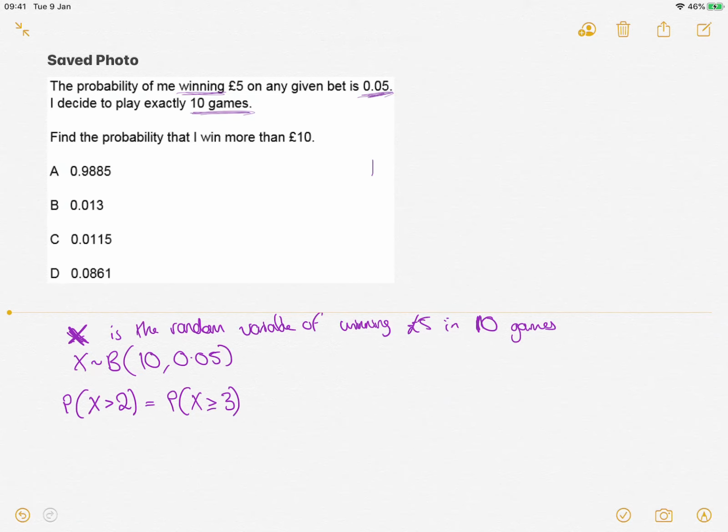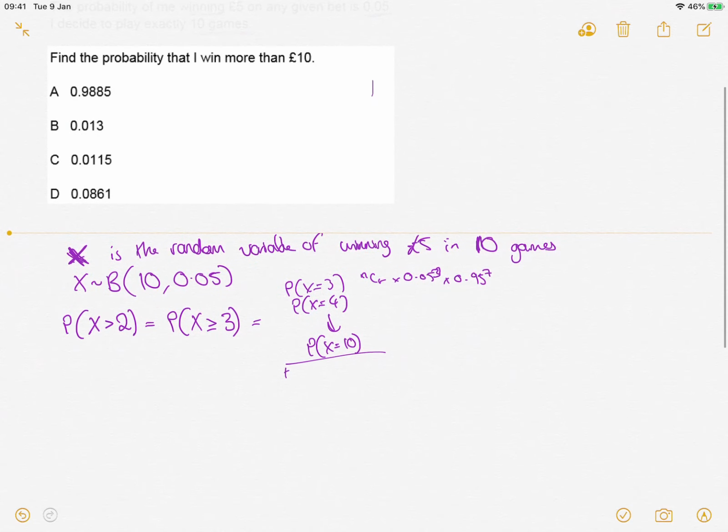So what do I do to get that in my calculator? Well, I could go through all the probabilities of finding out equals to 3, equals to 4, all the way up to equals to 10 and add them all together. But I know that that's a very long way to do it, and I'd have to do nCr for all of those times 0.05 to the power of 3 times 0.95 to the power of 7, and so on and so on. So it's going to take me a long time, so I need to use my calculator because otherwise you're wasting time on what's probably not that many marks.